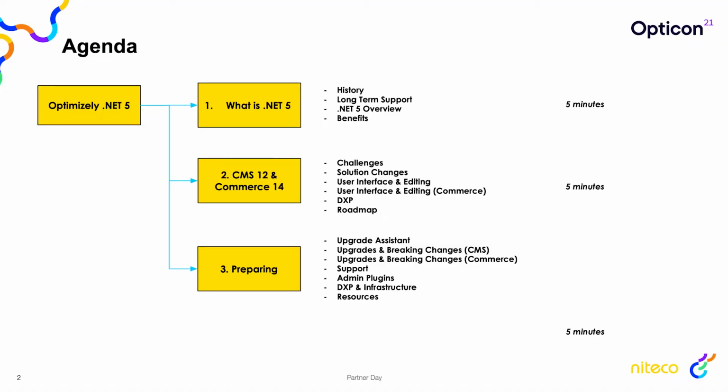So basically, the agenda is going to cover a little bit about what .NET 5 is. I'm going to move through that very fast because most of us will probably know that quite a lot. Then I'll talk a little bit about the changes for CMS 12 and Commerce 14, and then a little bit about migration strategy and stuff you need to know.